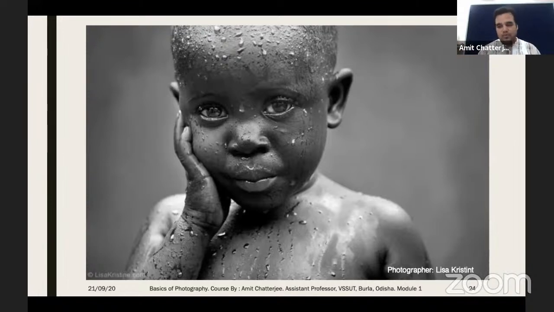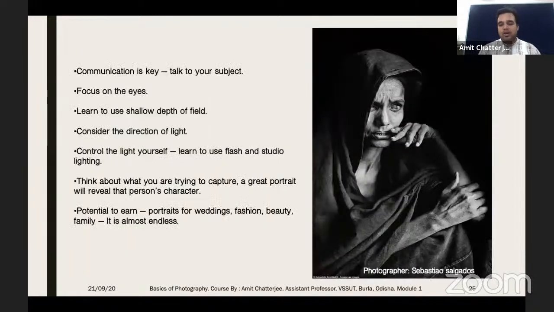So this is one by Lisa Crescent, and she's a photographer from Germany. The next one is another photograph, from Sebastião Salgado. And now we will talk about the technicalities of portrait photography. When we talk about the technicalities of portrait photography, communication becomes the key.